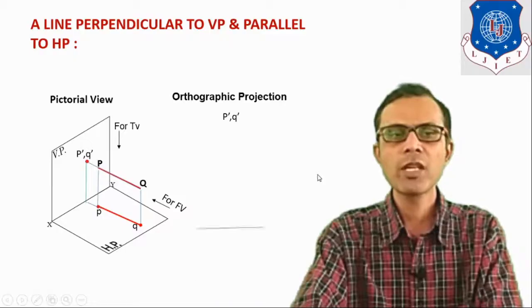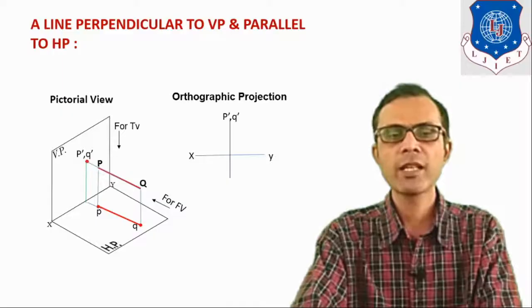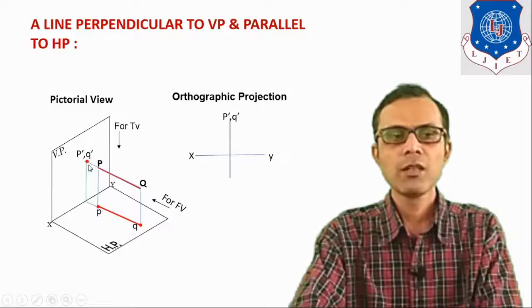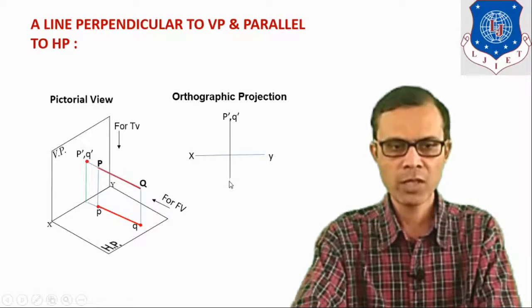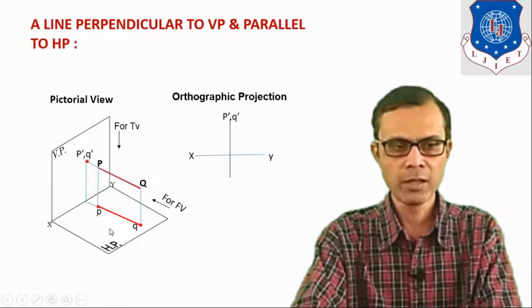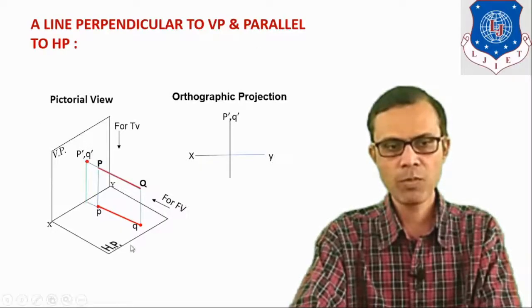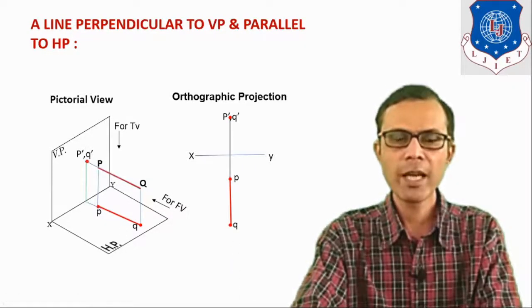Now we will draw its orthographic projection. With reference to the XY line, first draw the XY line, then draw its projector. On this projector, front view is P dash Q dash. So it is here, front view P dash Q dash, and from this we will take the projection. When HP is rotated in clockwise direction by 90 degrees, this top view will move below the XY line with the same distance. So it is the top view PQ for the given line.